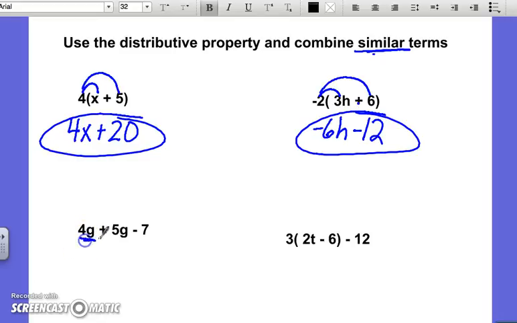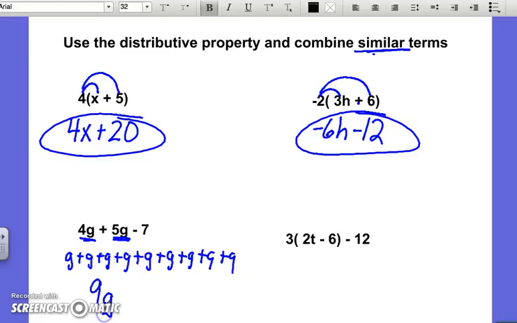Well, look, we have 4g's here and 5g's here. Well, 4g's plus 5g's, that would be like g plus g plus g plus g. There's 4g's. And then if I had 5 more plus g, there's 2, 3, 4, 5. So what do I have? I have 9g's. That's what it means to combine similar terms. 4g's here and 5g's here. If I add them all up, I have 9g's. Minus 7. We can't combine g's and 7's. They're not the same, sorry.